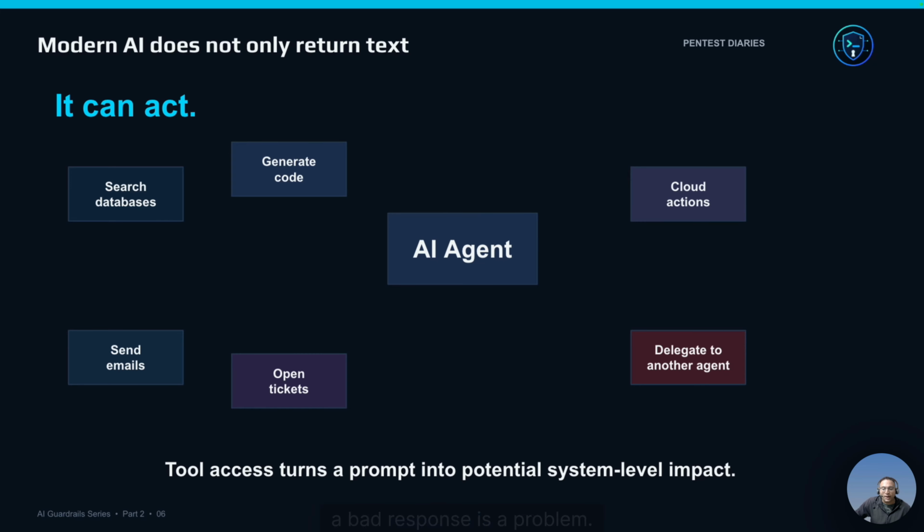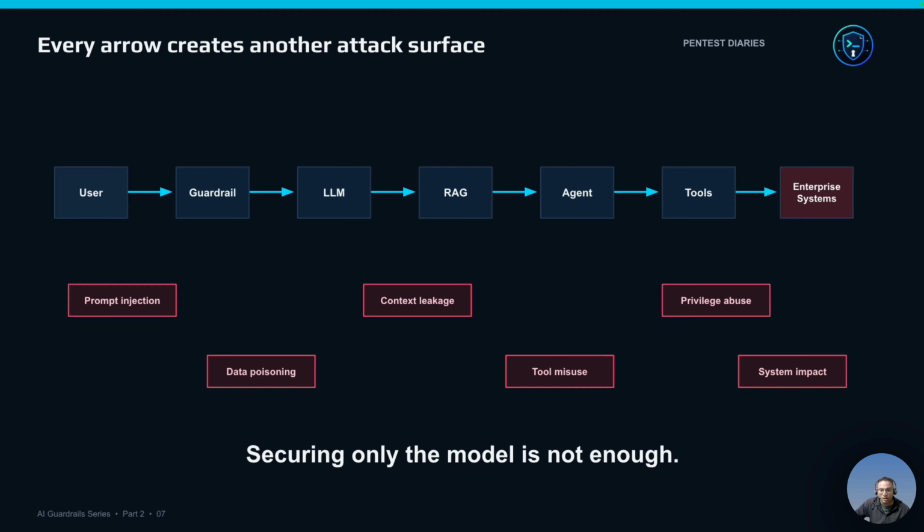With a chatbot, a bad response is a problem. With an agent, a bad decision can become an action. And that brings us to the real attack surface of an AI application. So every arrow creates another attack surface. The architecture on the slide connects user, guardrail, LLM, RAG, agent, then tools and enterprise systems, alongside risks such as prompt injection, data poisoning, context leakage, tool misuse, and privilege abuse.